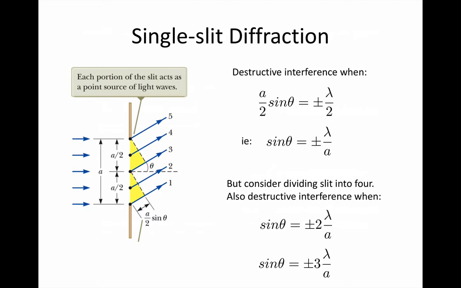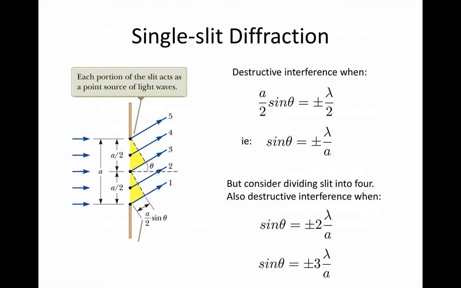First, we consider rays 1 and 3, 1 down at the bottom and 3 right in the middle of the slit. After leaving the slit, ray 1 travels further than ray 3 by an amount equal to half the slit width times sine theta, (a/2) sin θ. This is very similar to double slit interference. The path difference between rays 2 and 4 is the same amount, and also the path difference between rays 3 and 5. If each path difference is half a wavelength, each pair of rays will cancel each other out, and there will be destructive interference.